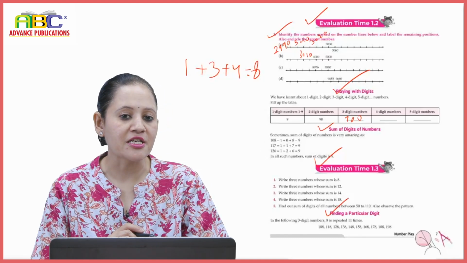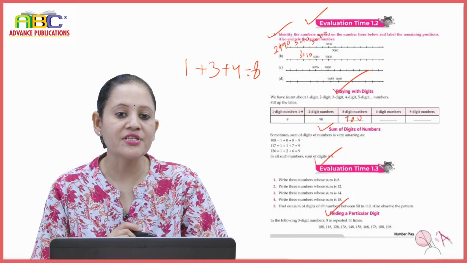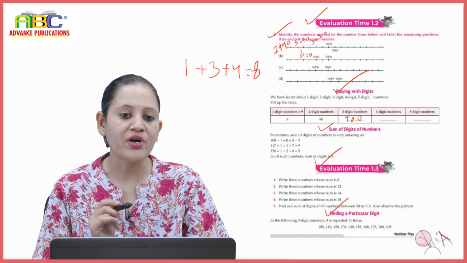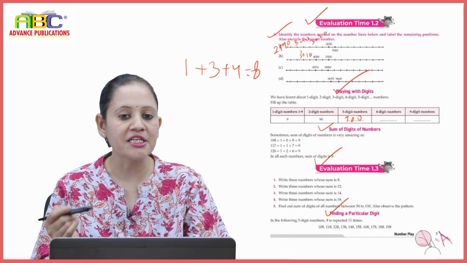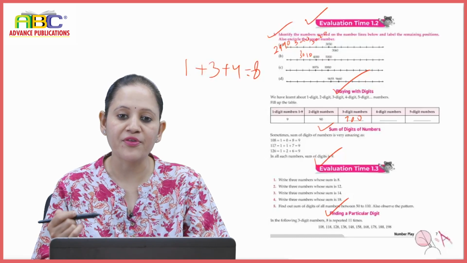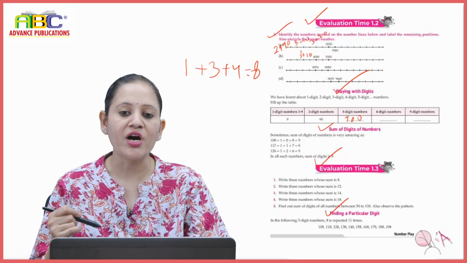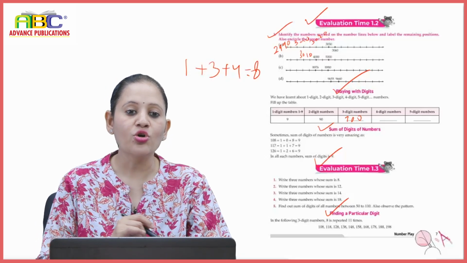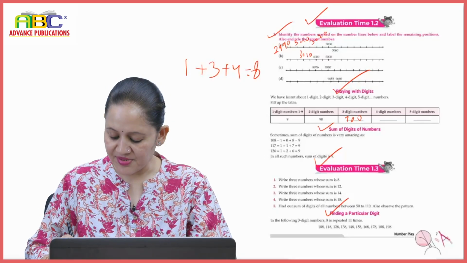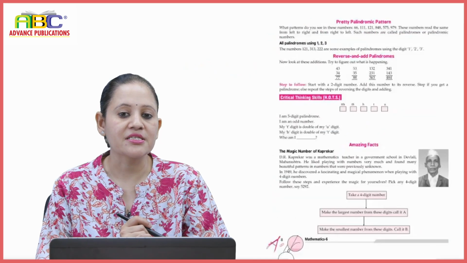In the following 3 digit numbers, 8 is repeated 11 times. So 108, 118, 128, 138, 148, 158, 168, 178, 188 and 198. Total 11 times 8 is repeated in these numbers.